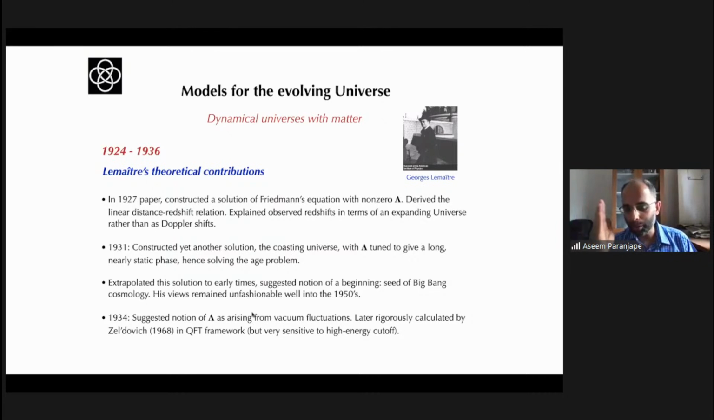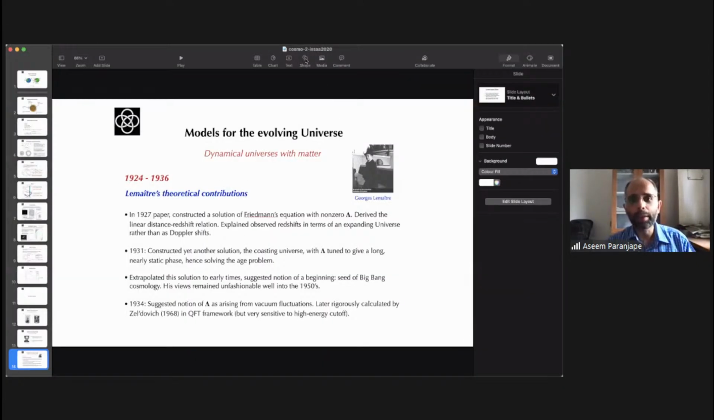But his speculation was right on the dot, because later people have been trying to explain lambda as arising due to vacuum fluctuations. And the first rigorous calculation of lambda from vacuum fluctuations was done by Zeldovich in 1968 using quantum field theory. It turns out that this is a very problematic calculation, and until now we do not have a well-defined solution to it. But all of these things were done by Lemaitre, and therefore it is always worth remembering his contributions. So that is all I have to say. I will stop here and I will take questions.